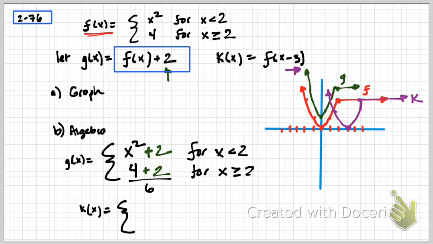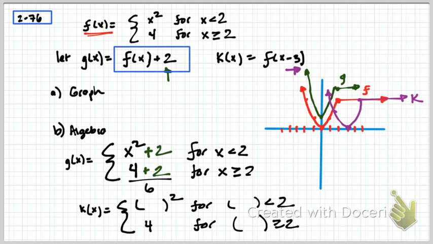And then for k, we have the same thing, except now we're going to put x minus 3 into my argument, so it's blank squared for blank is less than 2, and then 4, there's no argument there, for blank is greater than or equal to 2. I'll go ahead and plug in the x minus 3. See how that's going in and replacing every x. So I'll go ahead and highlight that here. So x minus 3 is going to replace all 3 x's. 1, 2, 3.